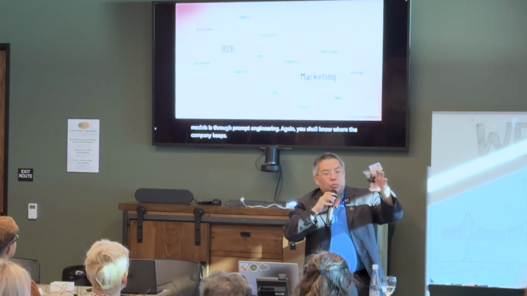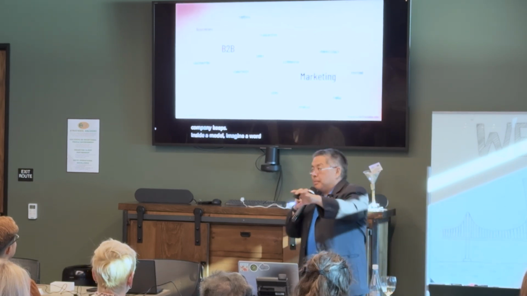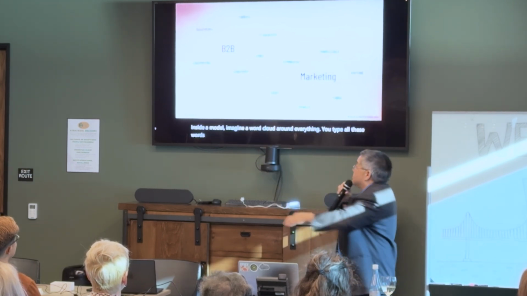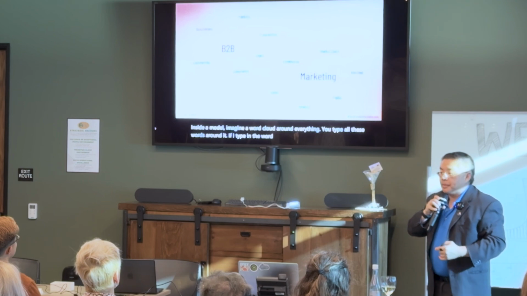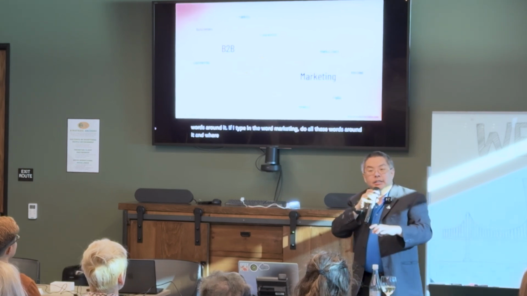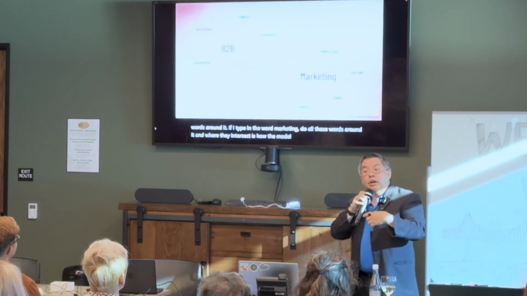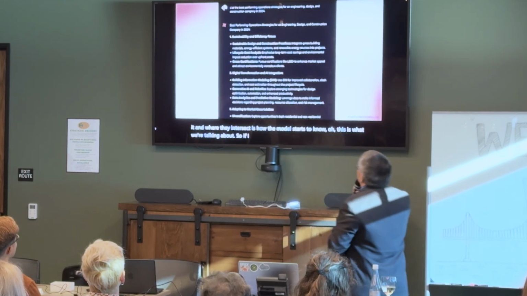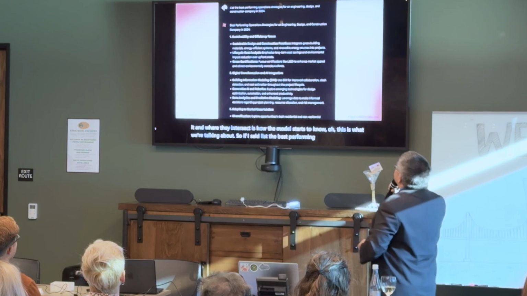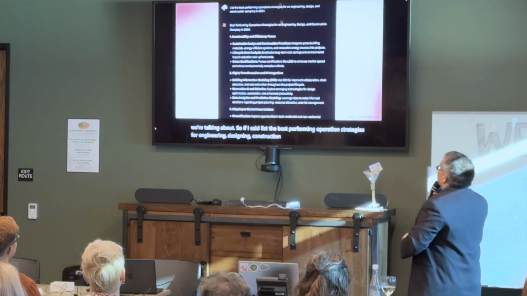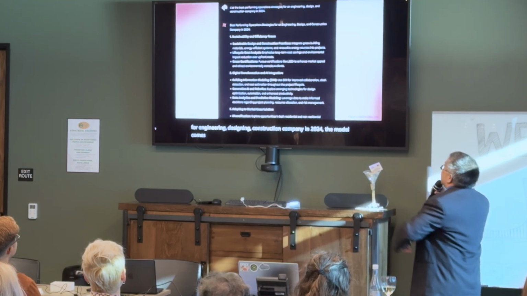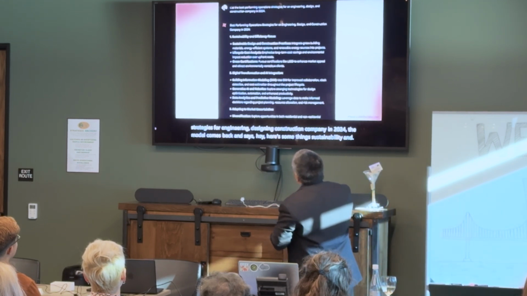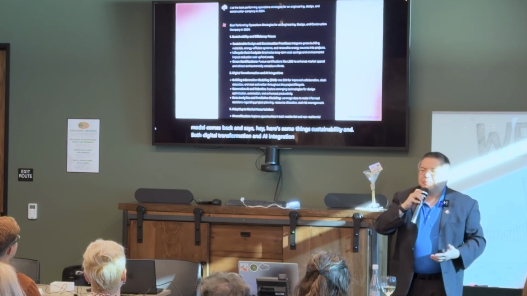Inside a model, imagine a word cloud around everything you type. So if I type in the word B2B, there'll be all these words around it. If I type in the word marketing, there'll be all these words around it. And where they intersect is how the model starts to know, oh, this is what we're talking about. So if I said, list the best performing operations strategies for an engineering, design, and construction company in 2024, the model comes back and says, here's some things: sustainability and efficiency focus, digital transformation and AI integration, adapting to market uncertainties.